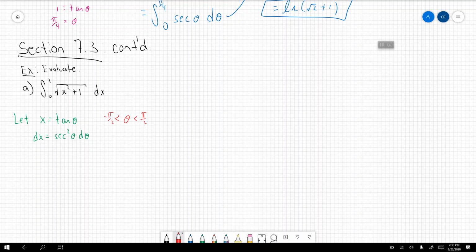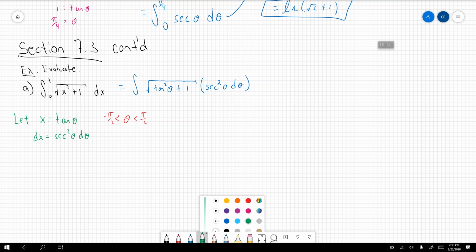Very nice. Now that we have this, we're going to try to evaluate this integral. It's going to be the integral of the square root of tangent squared theta plus 1, and our dx turns into secant squared theta d theta.